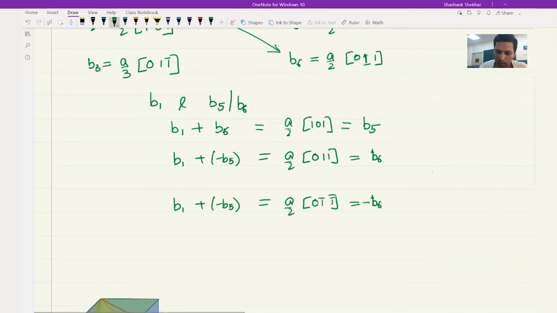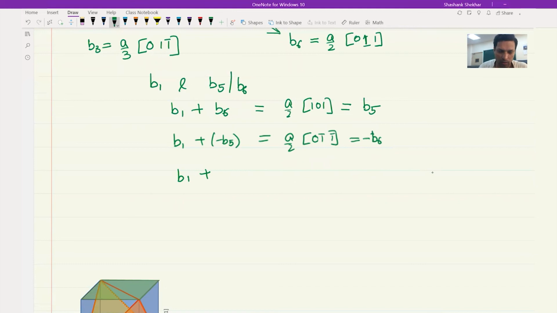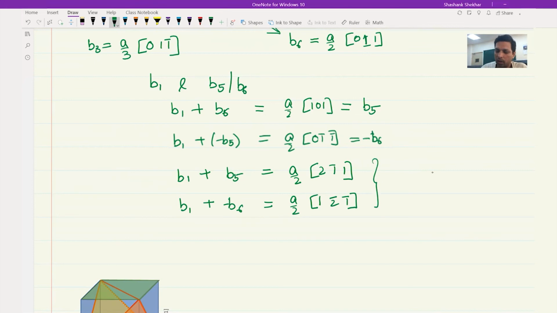Now let's look at B1 plus B5. And what you will get is a by 2, 2 bar 1 1. And another one is B1 plus minus B6, and this would be a by 2, 1 bar 2 bar 1. So this is something you can try on your own, and this one does not mean anything. These two, if you look energetically, are not energetically favorable.